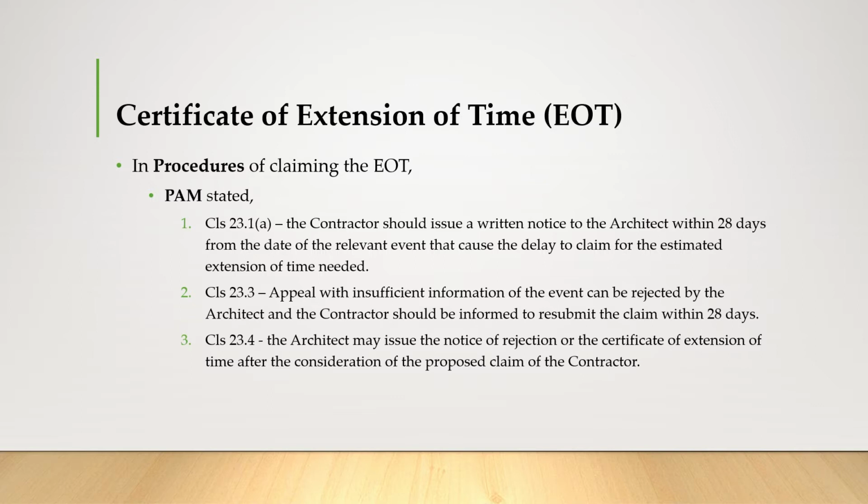Secondly, in clause 23.3, an appeal with insufficient information on the event can be rejected by the architect, and the contractor should be informed to resubmit the claim within 28 days or so. Lastly, in clause 23.4, the architect may issue the notice of rejection or the certificate of extension of time after consideration of the contractor's proposed claim.